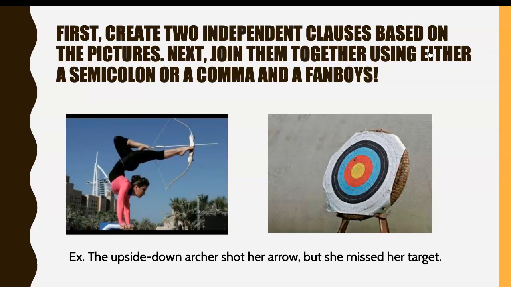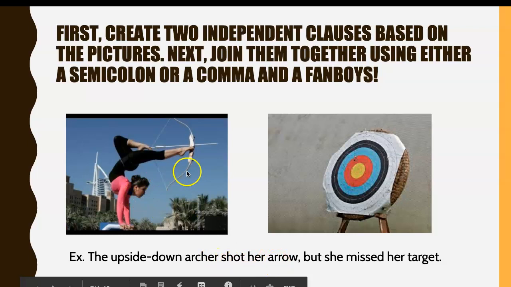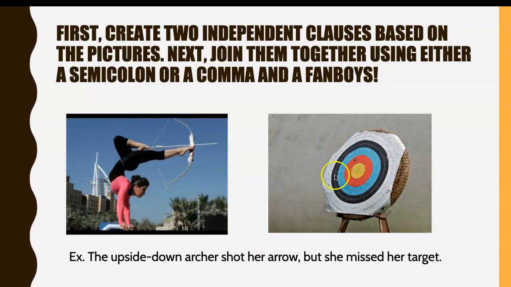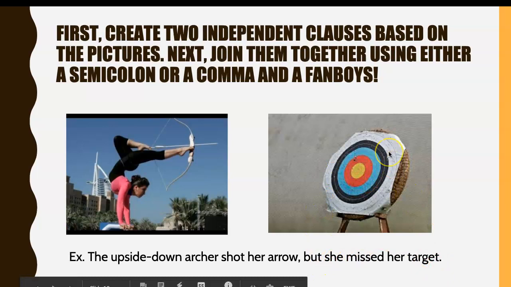So for example, we have this picture here, which is this archer shooting an arrow with her feet. That's pretty impressive. I can't do that. So I might say, the upside down archer shot her arrow, as my complete sentence. Then over here we have a second picture, which is a bullseye, and I don't see an arrow on it. So I'm going to assume that she missed her target. What we want to do then is combine them together. So that would look like: the upside down archer shot her arrow, comma, but she missed her target.